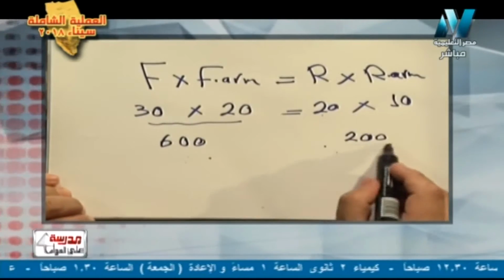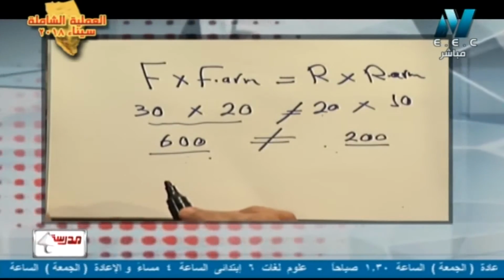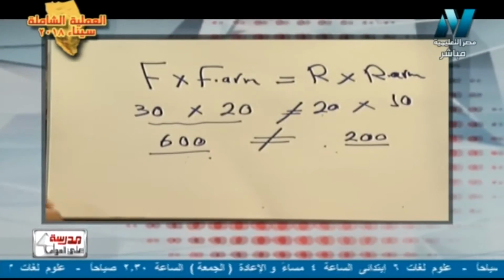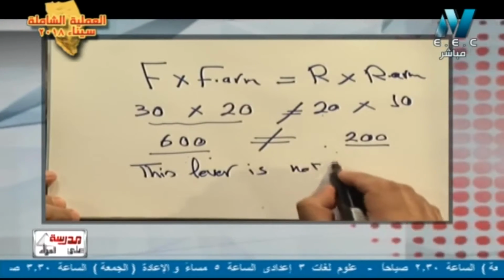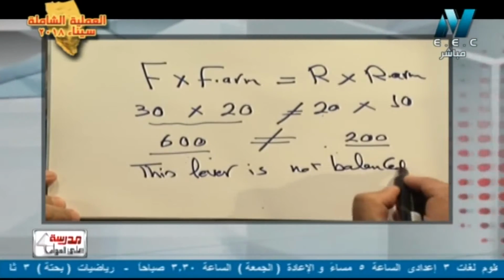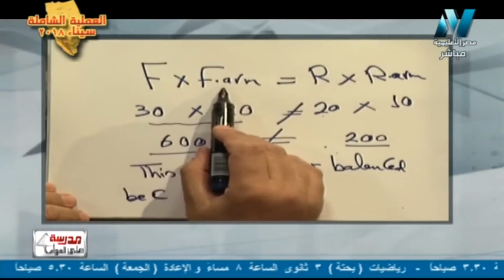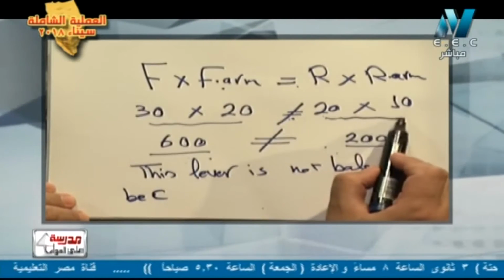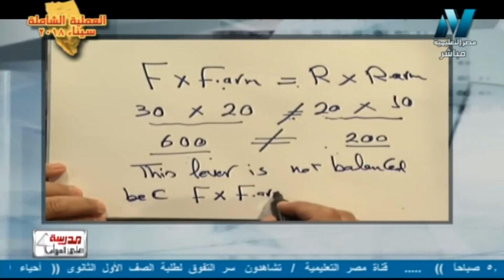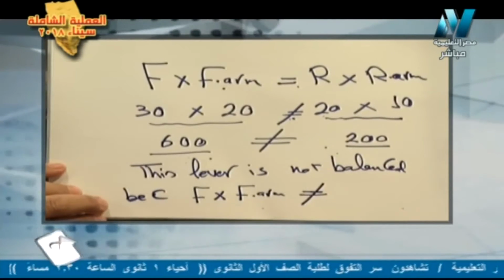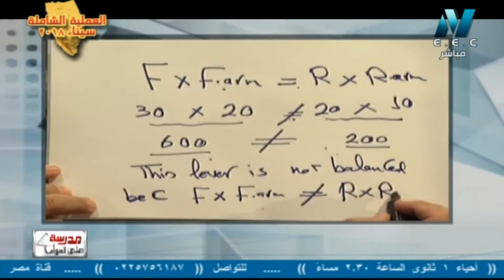Are those two sides equal or not? Surely they are not equal. So I can write here: not equal. So I can say this lever is not balanced. Why? Give the reason. Because we have found that effort force by effort force arm isn't equal to the resistance by resistance arm.